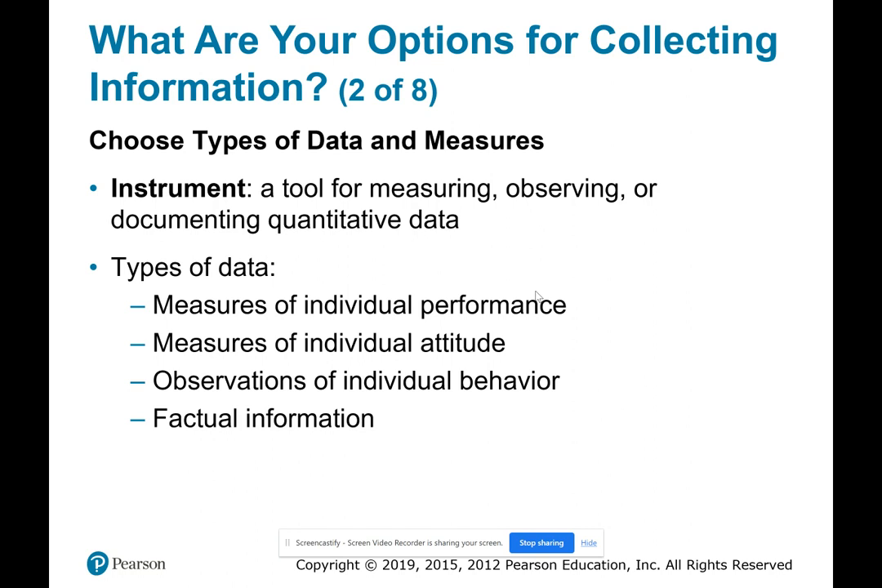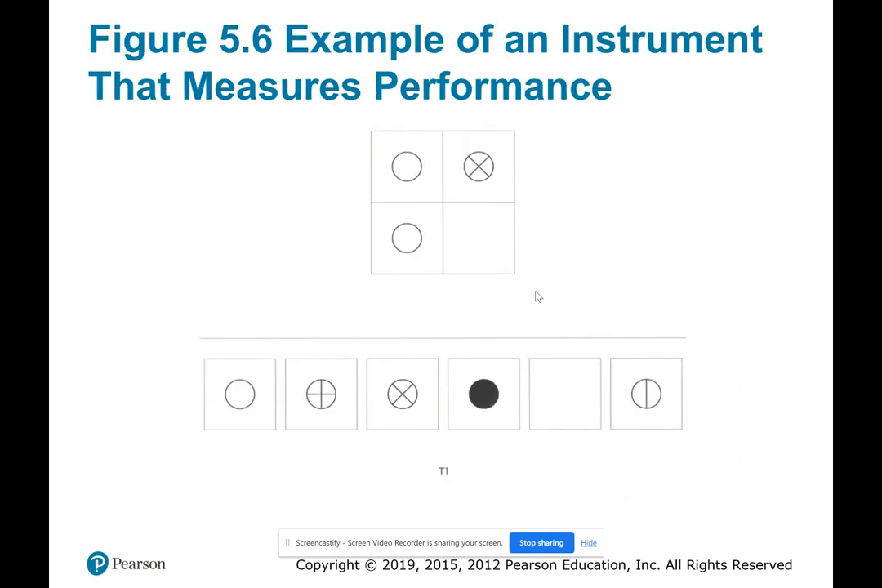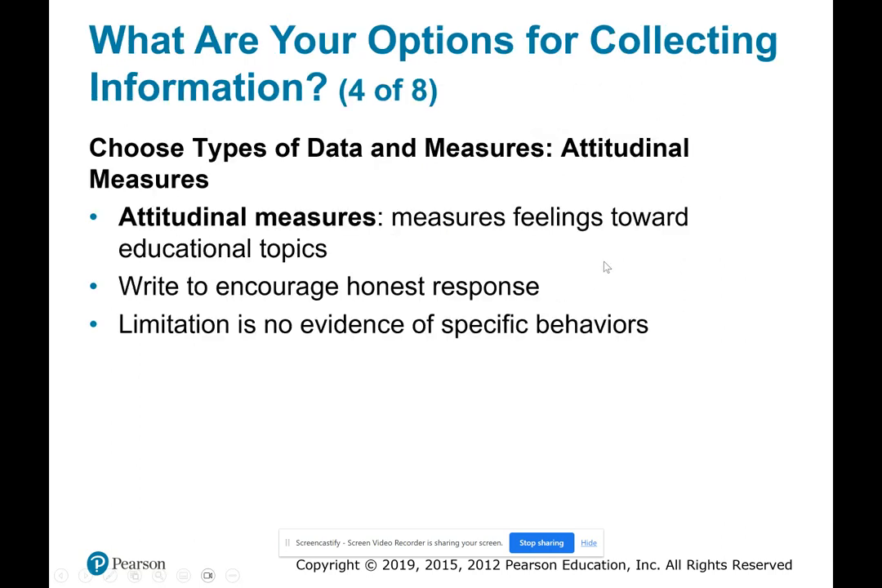So, performance measures assess an individual's ability to perform on an achievement test, an intelligence test, aptitude test, interest inventory, or personality assessment inventory. And so then here's an example of an instrument that measures performance. The test assesses aptitude, abstract reasoning, and problem solving. So we're going to collect some information.